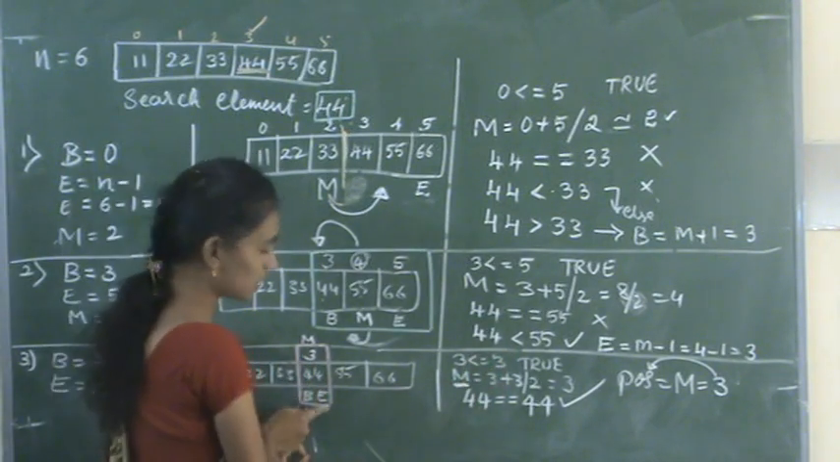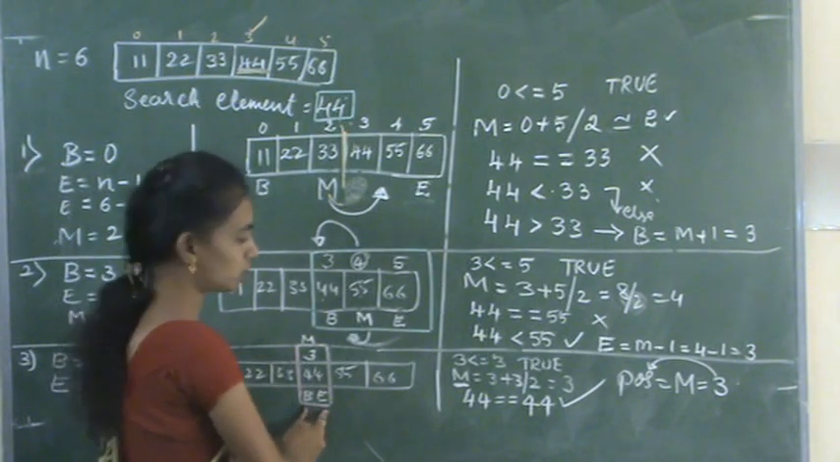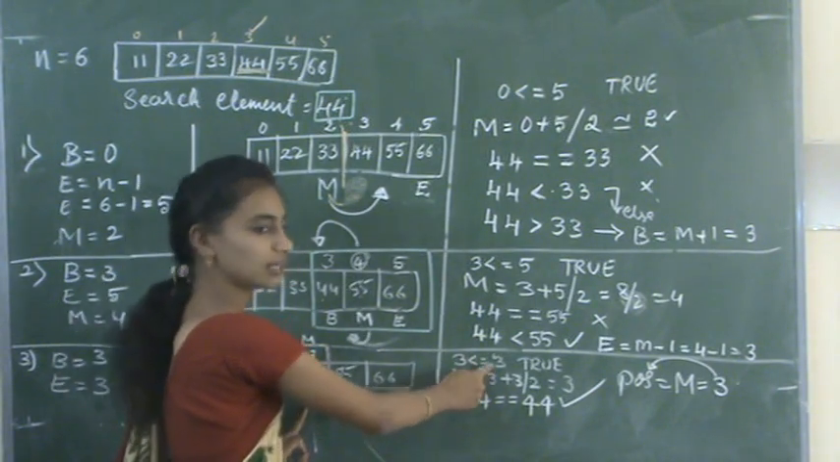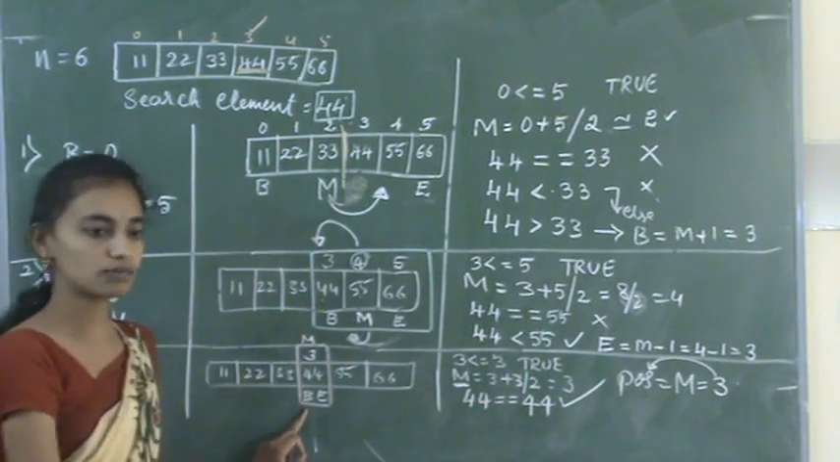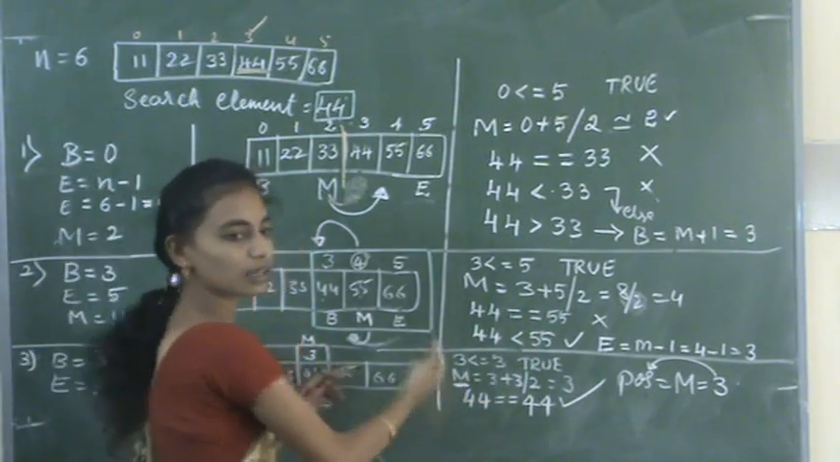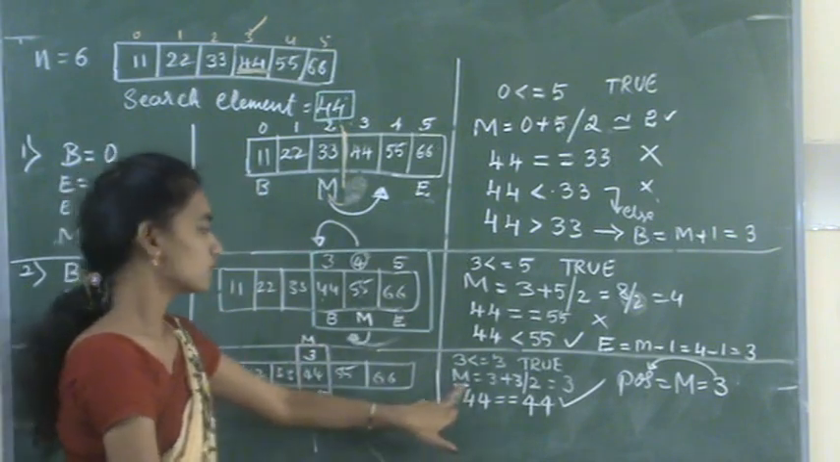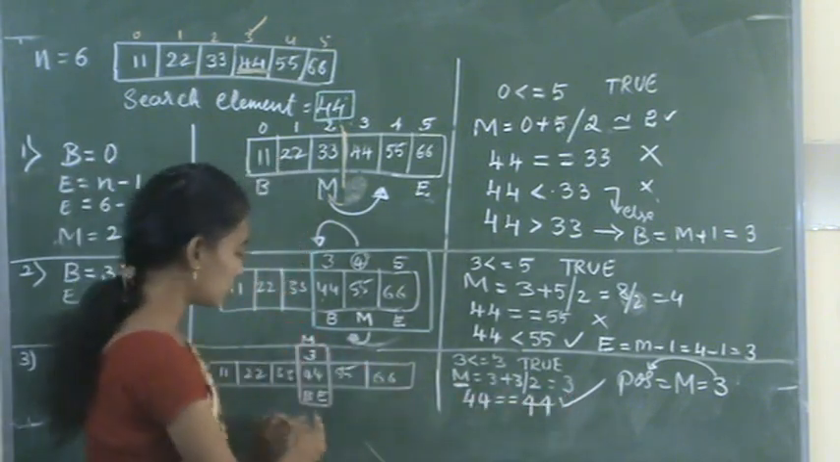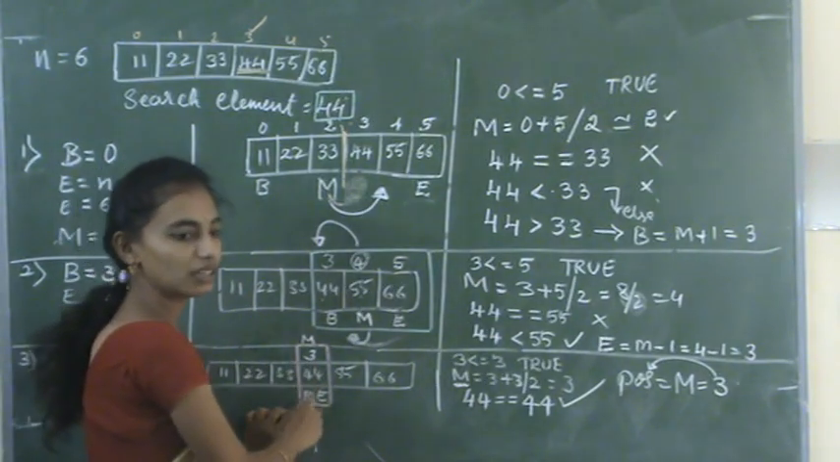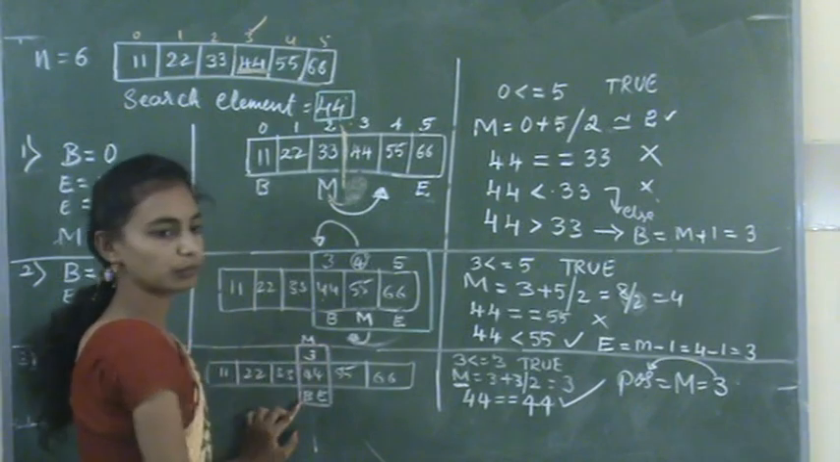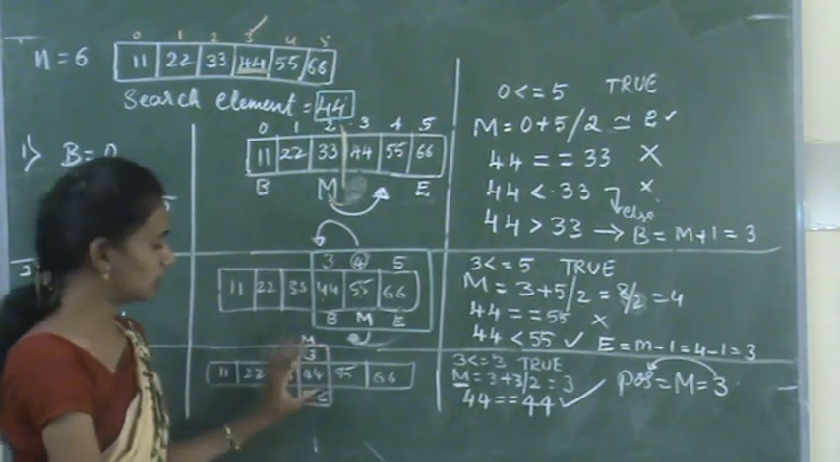Here beginning is 3 and ending is also 3. Is 3 less than 3? Yes, 3 is less than or equal to 3. So this while condition becomes true. Next, again find the mid position. So mid position becomes 3. Now in this array, the index of beginning, ending and mid position are all the same.